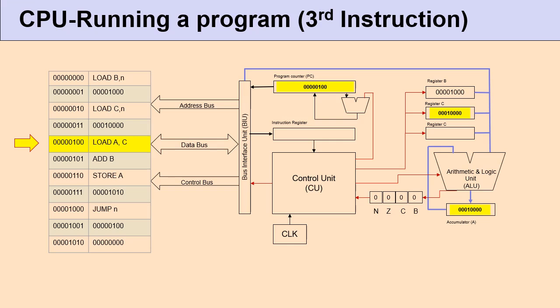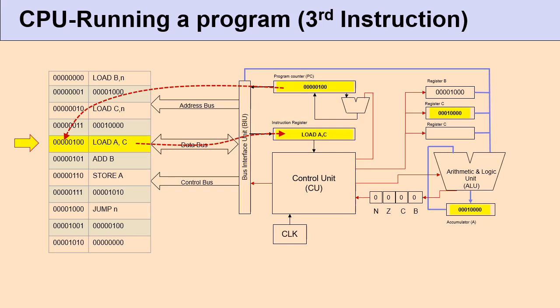So, to do that, the control unit will put the address of the program counter into the address bus and then initiate a memory read cycle. So during this read cycle, the instruction opcode, which is stored in the memory address 4, will be sent through the data bus and will be loaded to the instruction register.